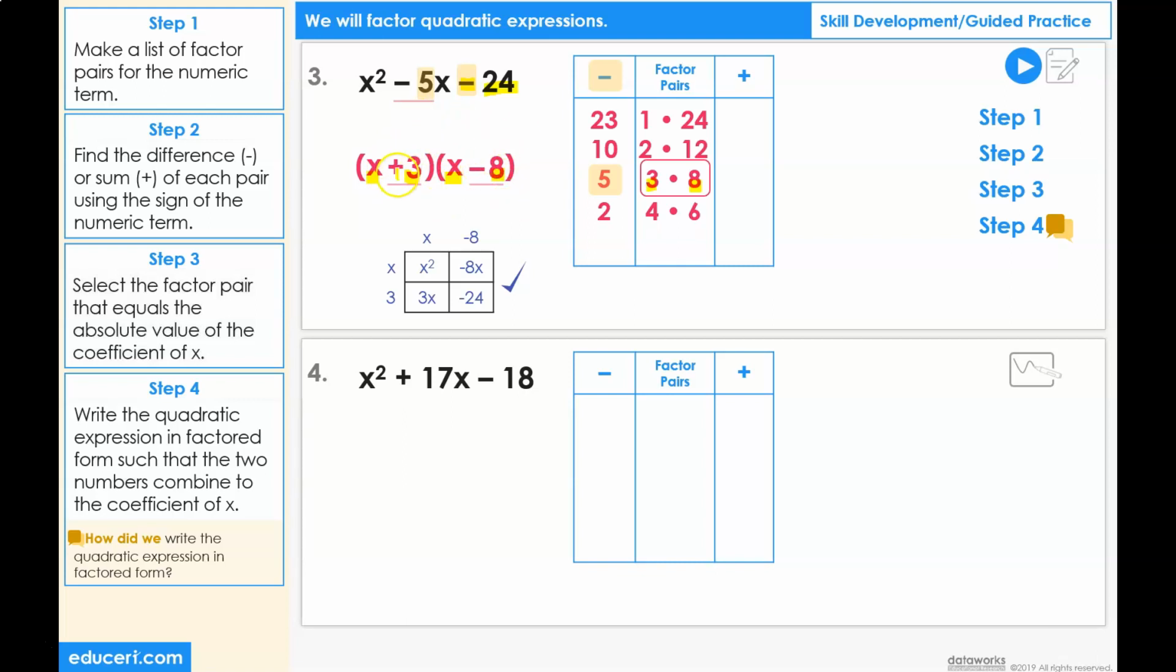And then we check to make sure that these two numbers combine to the coefficient of x, and also that they multiply to the numeric term. You are now ready to factor the quadratic expression in problem number 4.